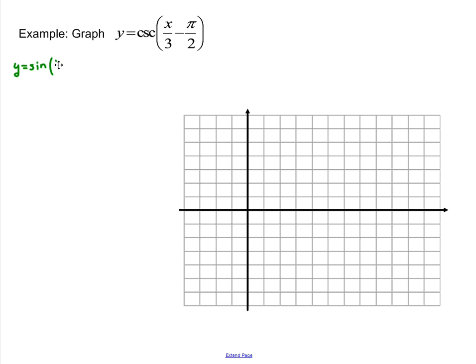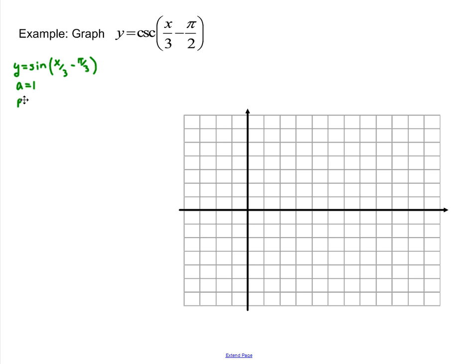of the quantity x over 3 minus pi over 2. What would it look like? Well, this is a graph that definitely has a changed period and a phase shift. Our amplitude on this one is 1, right? So we would go through and we would identify all of these values, recognize that cosecant does not have an amplitude.